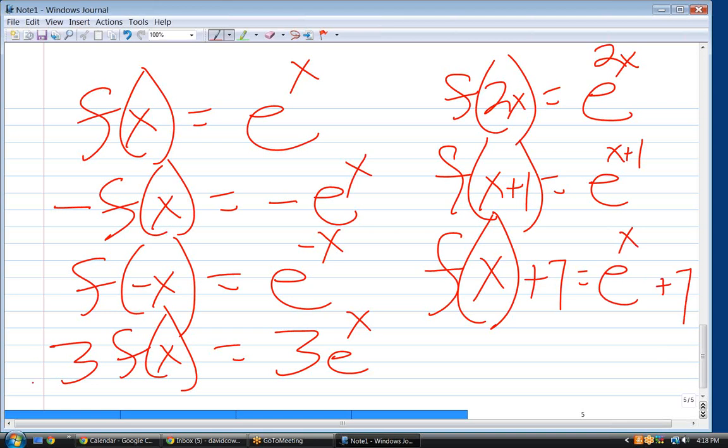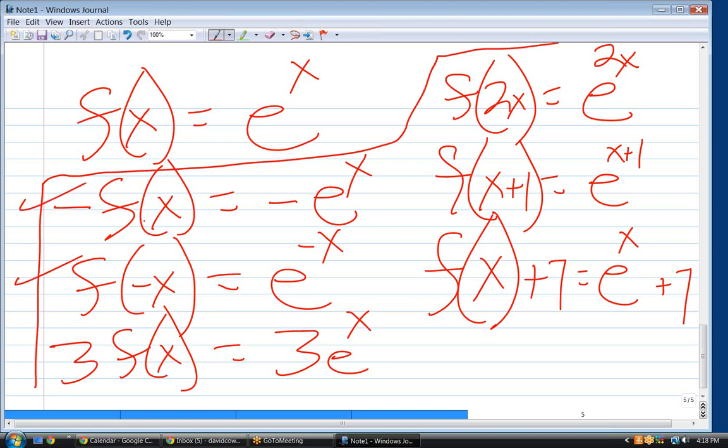And there are your 6 translations. We have 2 reflections. We have a vertical stretch or shrink. We have a horizontal stretch or shrink. We have a horizontal translation. Excuse me, I didn't mean stretch or shift, I meant stretch or shrink.